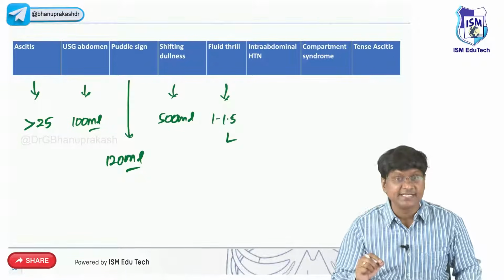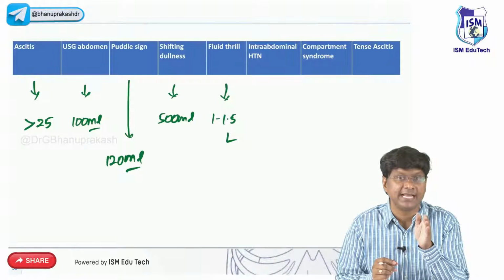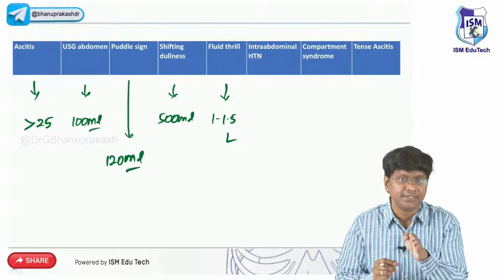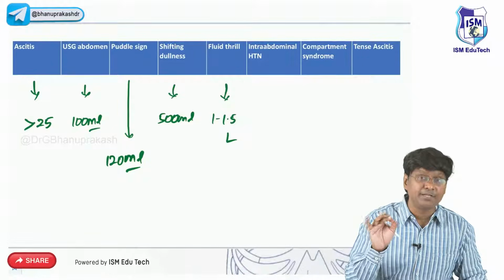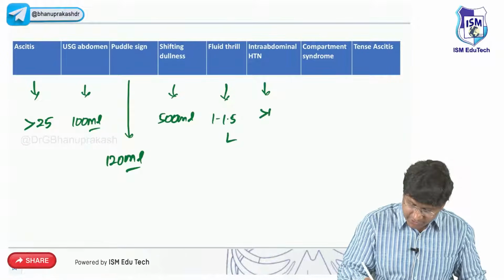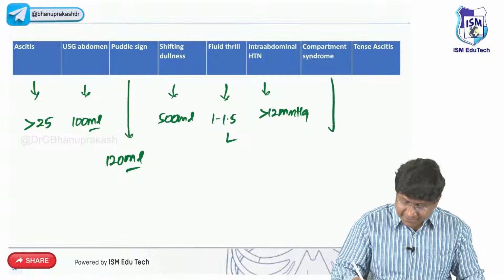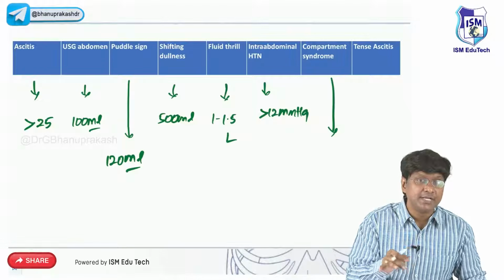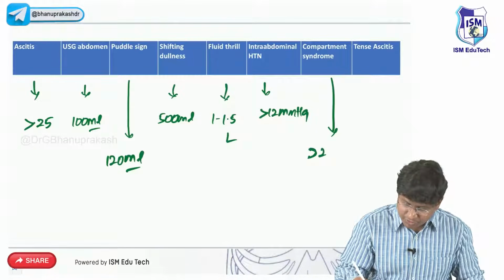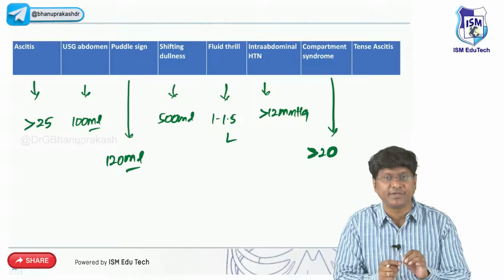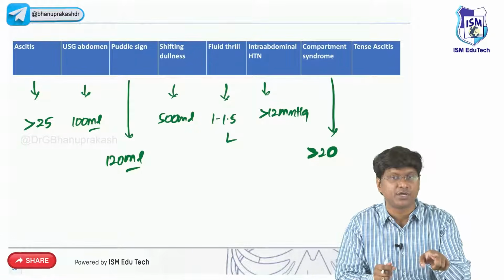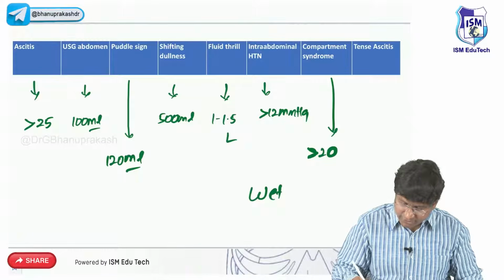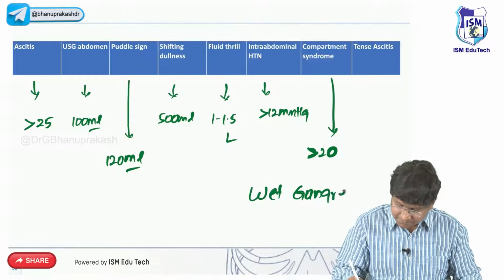Next, when do you use the terminology intra-abdominal hypertension? To call this, the intra-abdominal pressure should be more than 12 millimeters of mercury. And when will you call compartment syndrome? For compartment syndrome, the pressure should be more than or equal to 20 millimeters of mercury. In compartment syndrome, there can be kinking of the blood vessels supplying the visceral organs, and thereby development of wet gangrene.